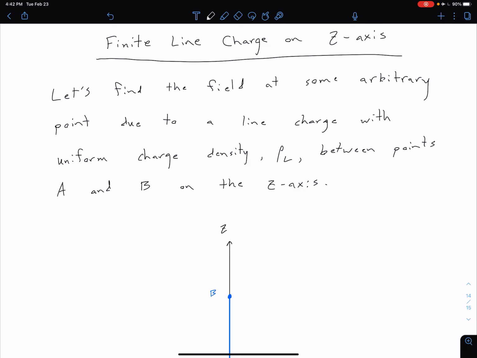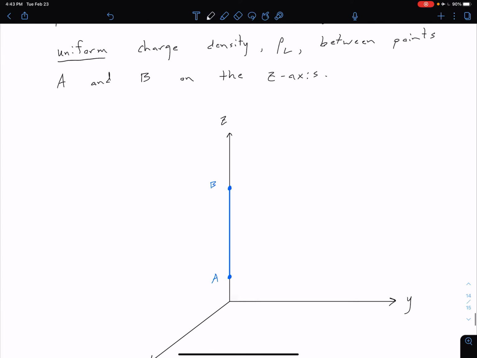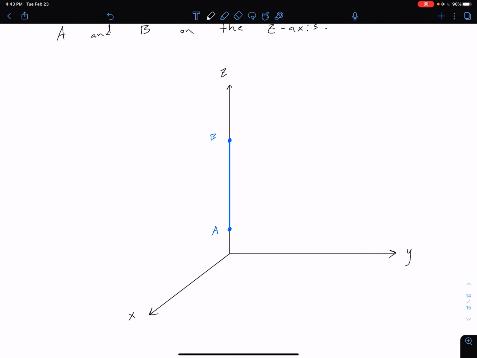Over the next few videos, we're going to be taking a closer look at the electric field that arises from a finite line charge along the z-axis. So what we want to do is find the field at some arbitrary point due to this line charge, which we're going to say has uniform charge density rho L between two points A and B on the z-axis. So what we have is something that looks like this, where our blue line represents our line charge. And so what we're saying is we want to find our electric field at some arbitrary point x, y, z.